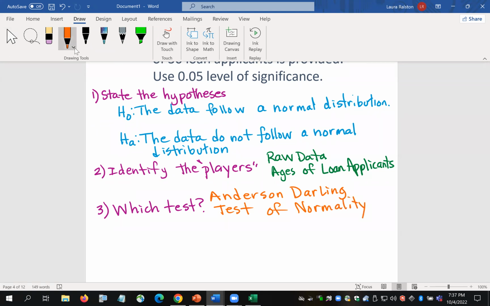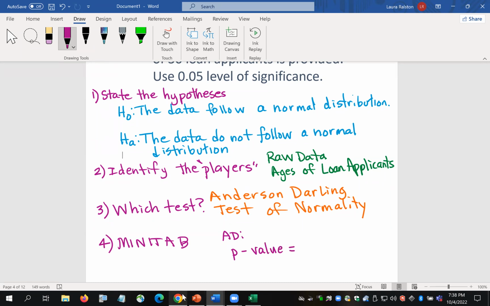Now, again, you don't have to write the steps out as I'm doing it here, okay? Some of it you can go through in your head, but I'm trying to be deliberate for your benefit so that when you go back and look at this, you'll know what we were talking about. Step 4 is where we go out to Minitab to calculate our test statistic, which is the Anderson-Darling, and the corresponding p-value.